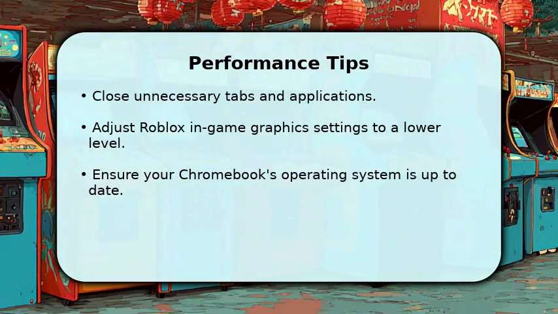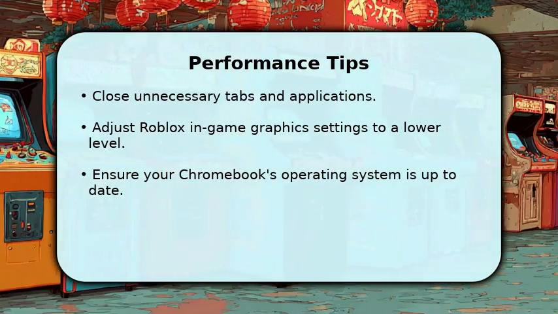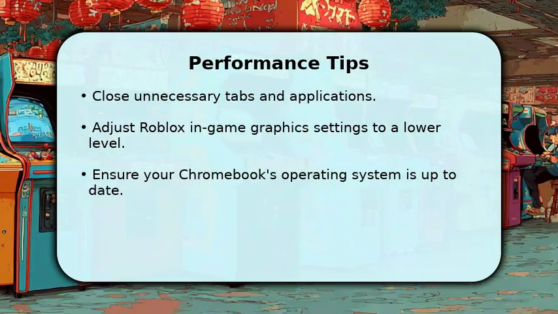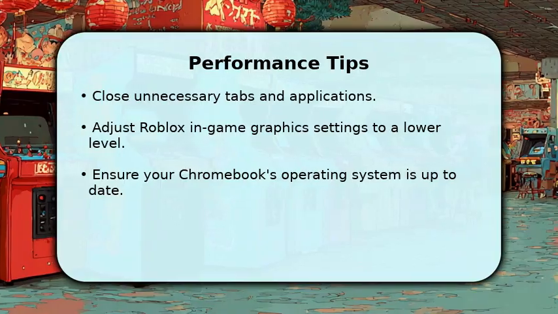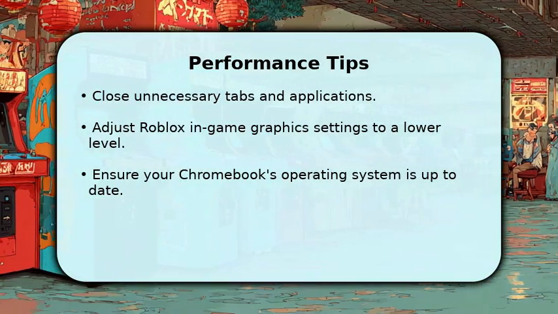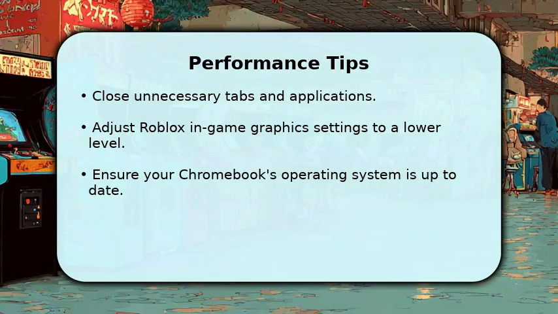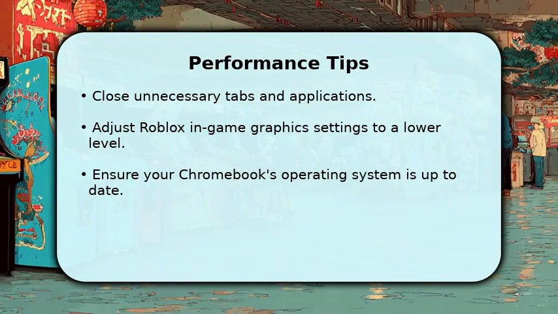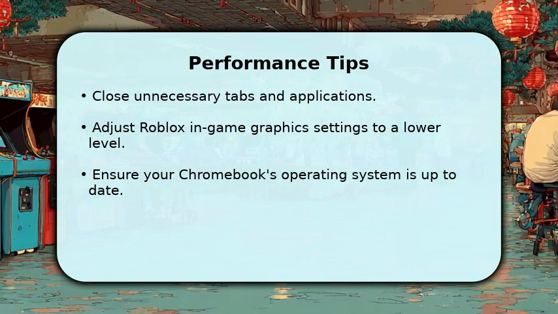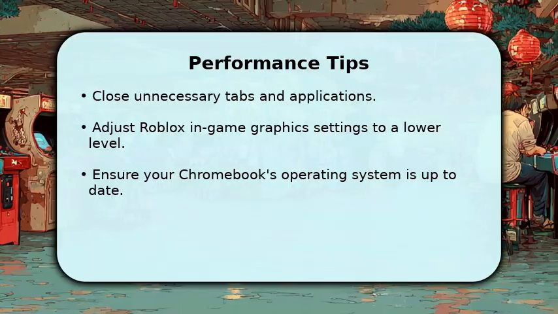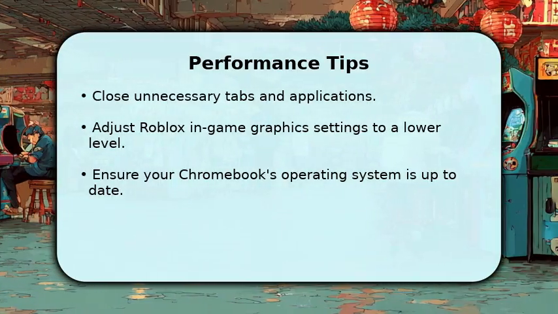To enhance your Roblox experience, consider a few performance optimization tips. Always close any unnecessary browser tabs or background applications to free up system resources. Within Roblox, adjust the in-game graphics settings to a lower level for smoother gameplay. Keep your Chromebook's operating system updated to the latest version. For optimal performance, a Chromebook with at least 8 GB of RAM is highly recommended, providing a more fluid and responsive gaming session.